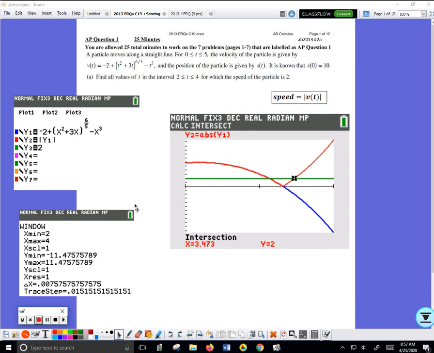Okay, a particle moves along a straight line. Time interval is 0 to 5. That's important. Whoa, that didn't work very good. All right. The time interval is 0 to 5.